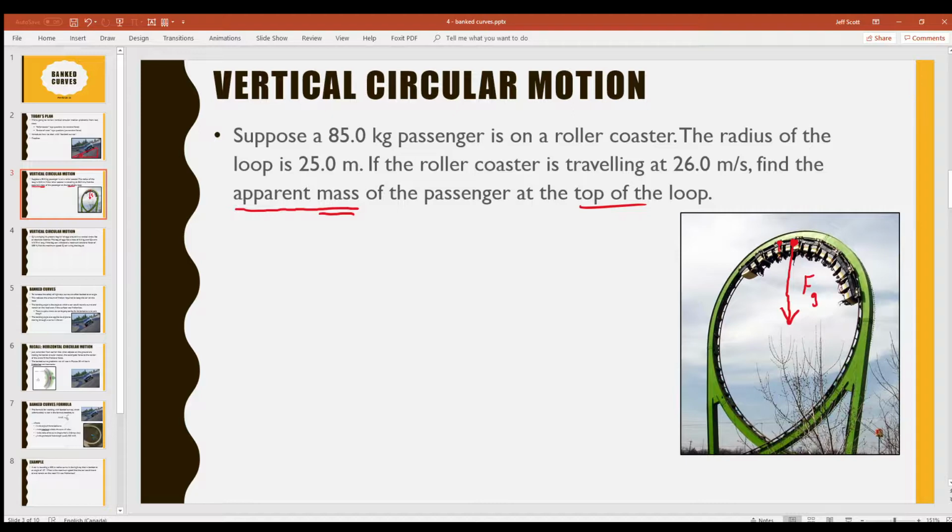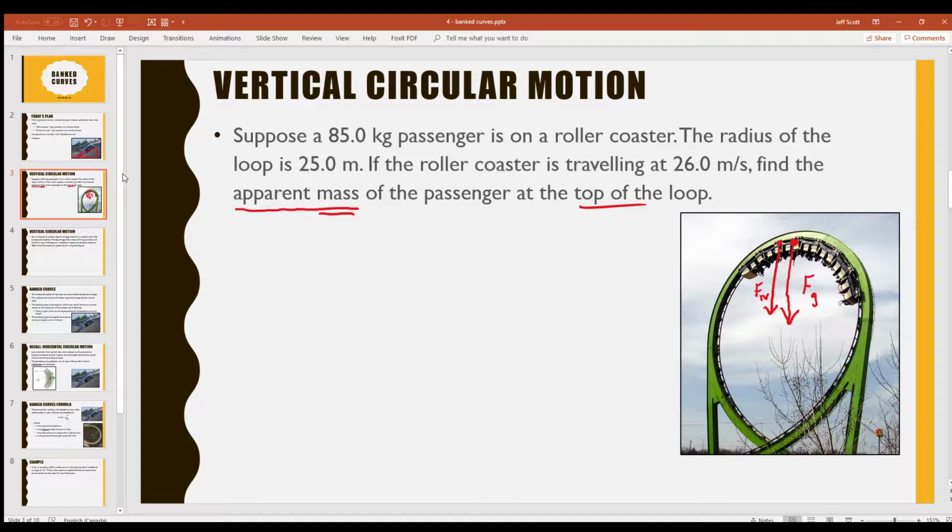So again, the normal force would also be pushing straight down because the normal force is actually the force of the track pushing against the passenger in the roller coaster. So both of these forces, the normal force and the gravitational force, are both pointed to the center of the loop of the roller coaster.